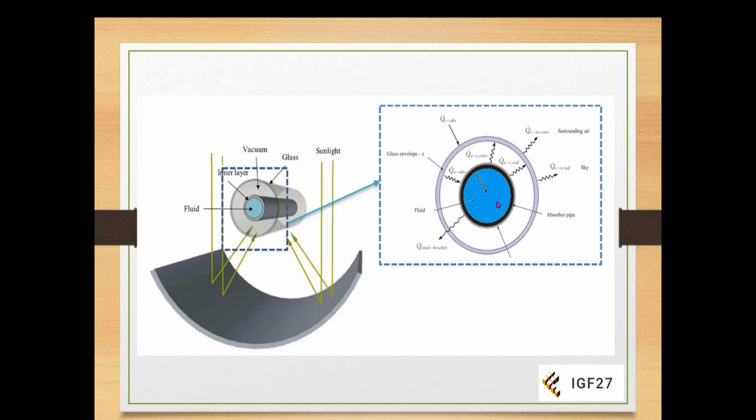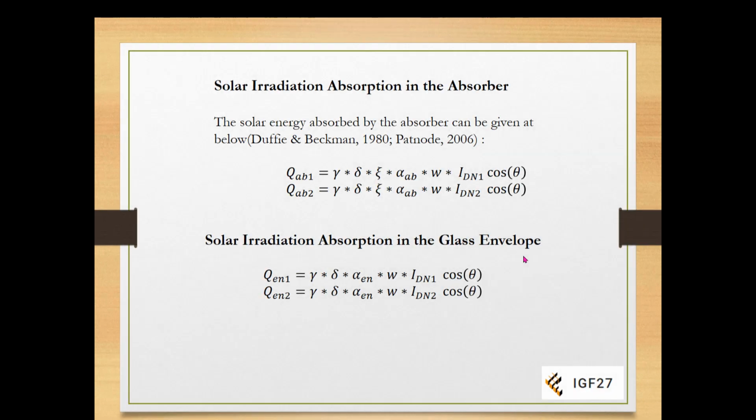Here we can see the total heat transfer between the environment and the glass envelope, and between the glass envelope and the absorber path. Also we can see the inner and outer glass envelope, and the inner and outer absorber. For the thickness, we can see that here. So we can calculate the total heat absorbed by the absorber part and by the glass envelope by using this equation.